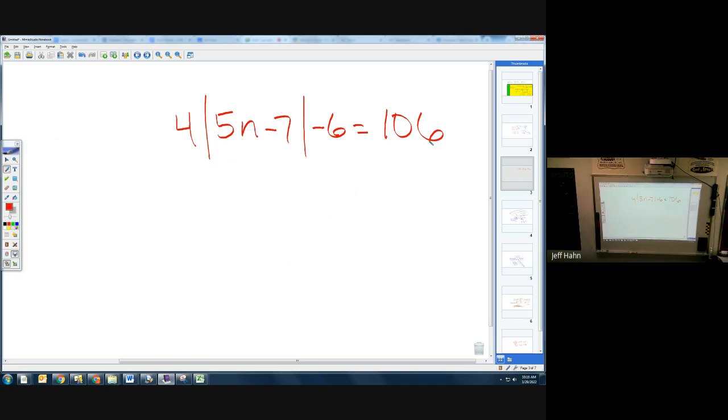Multiply by 4, divide by 7. Then you write your two equations.